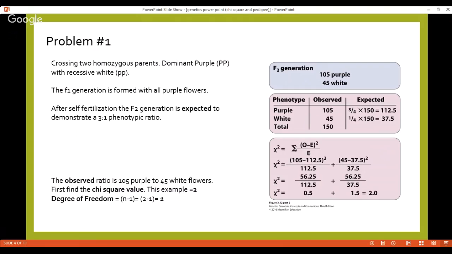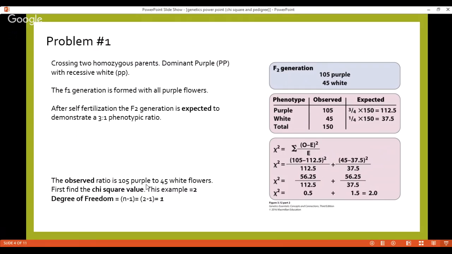First, we have to find the chi-square value. So we take the 105, minus the expected, squared, over the expected, plus observed minus expected, squared, over the expected. And to sum this up, x squared equals 2. That is our chi-square value.